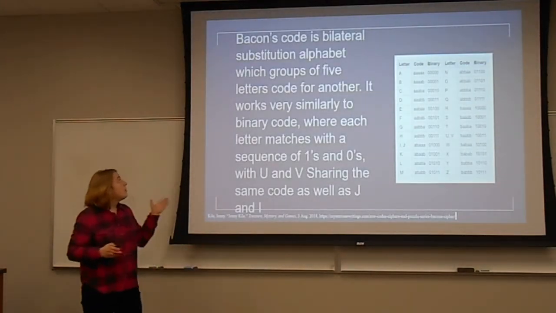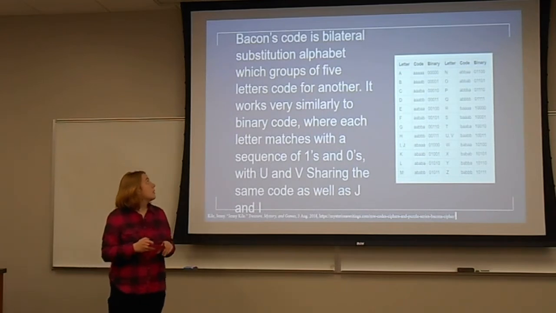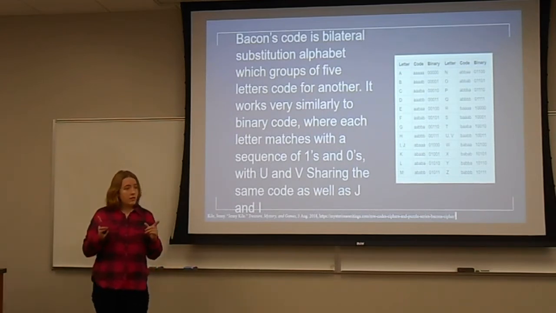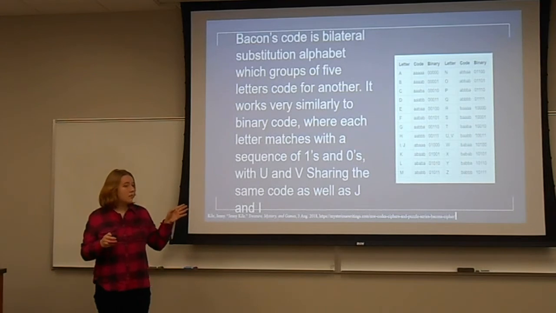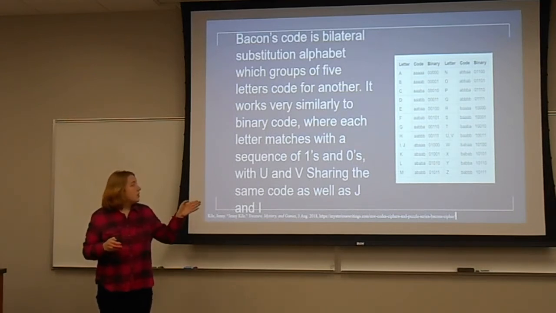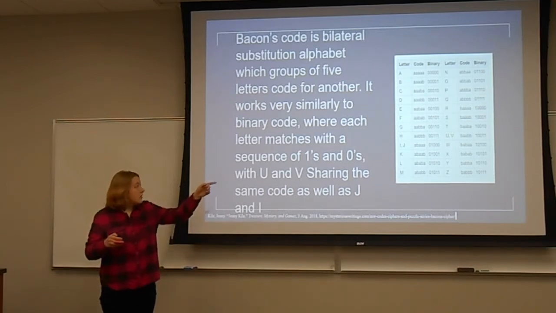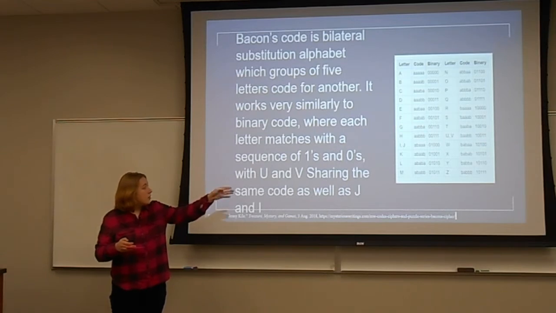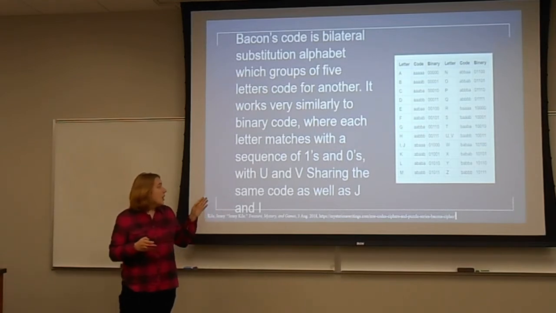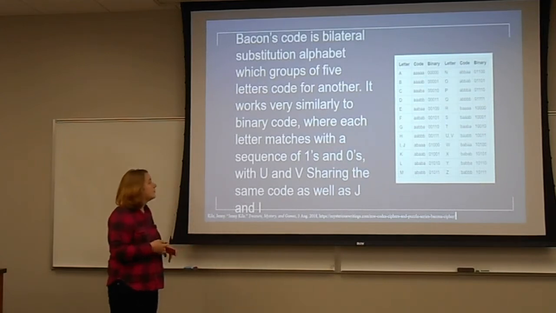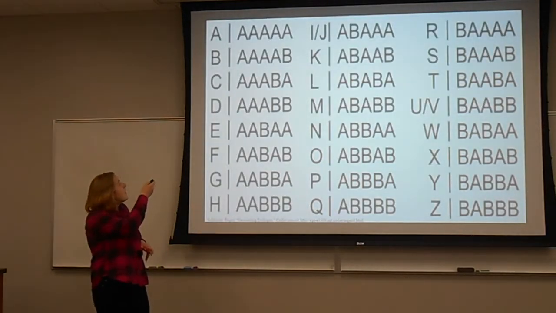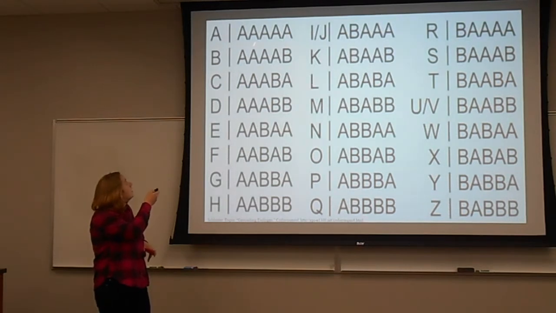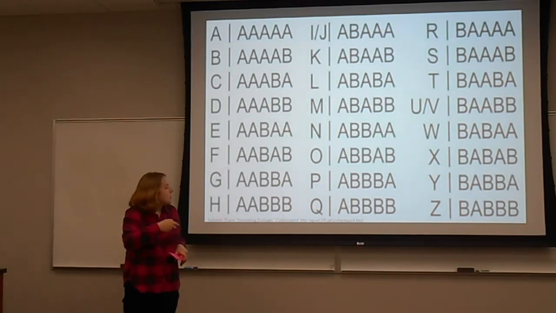So Bacon's code is a bilateral substitution alphabet, which takes groups of 5 letters, and it's very similar to binary code, where you've got 1s and 0s, or in this case, A's and B's, and they each stand for a letter, where the U and the V share the same code, as well as the J and the I. Here are all the codes for each letter.